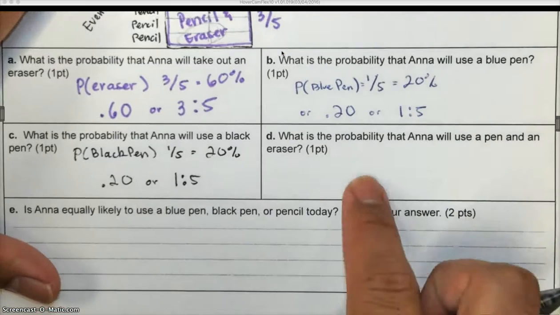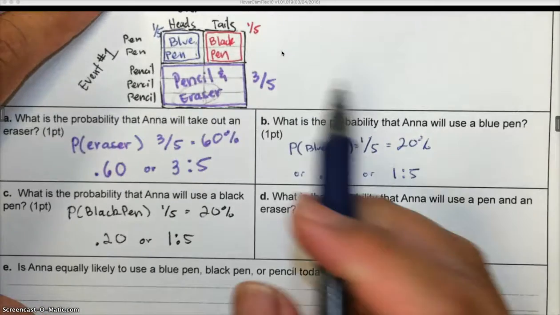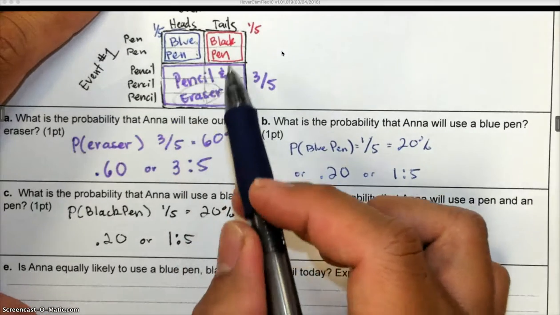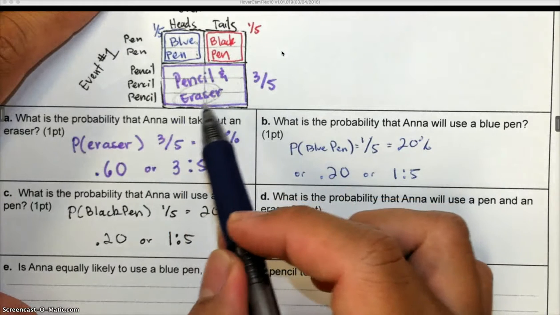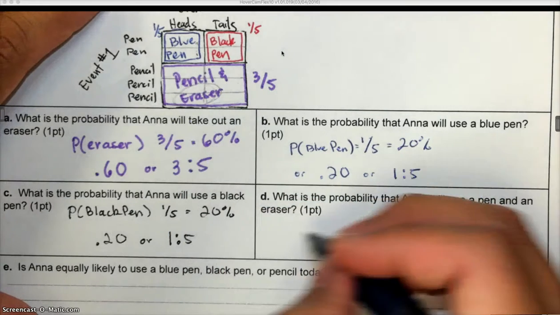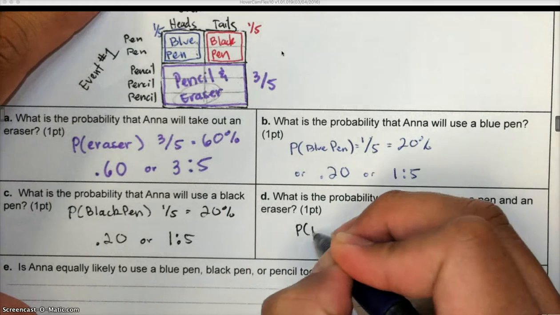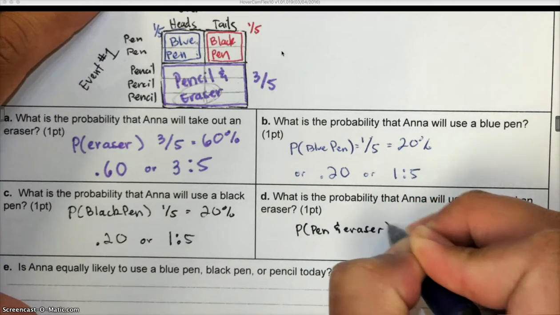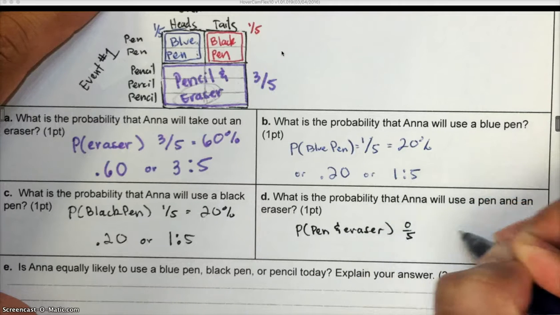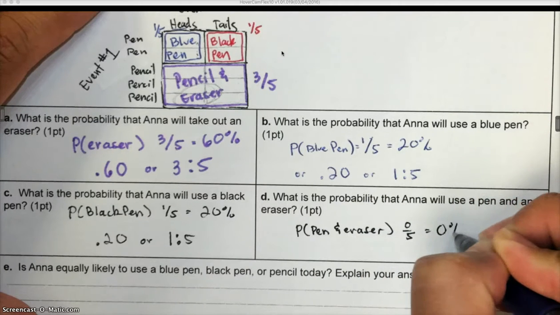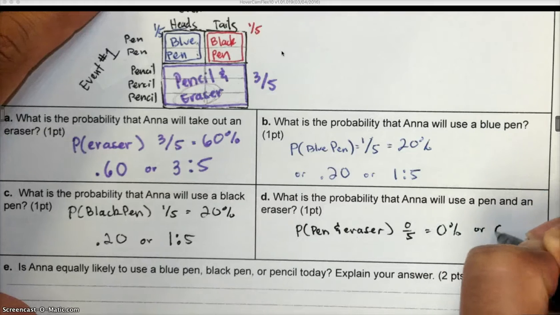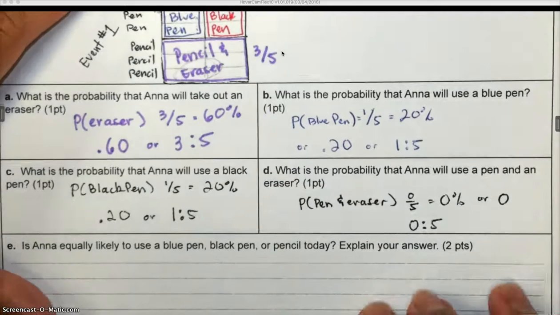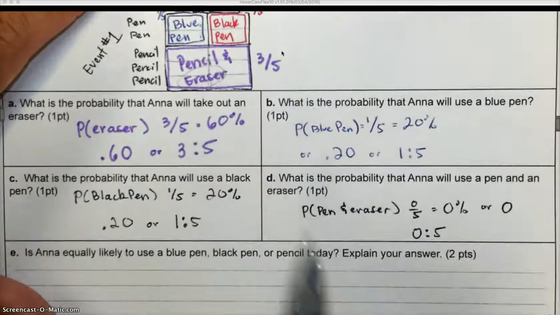Now, what is the probability that Anna will use a pen and an eraser? Well, here I have black pen, blue pen. Here I have pencil and eraser. No times do pens overlap with erasers, so they don't overlap at all. So the probability of pen and eraser is 0 out of 5, or you can say 0%, or you can just say 0 or 0 to 5. Either one is okay because they don't overlap at all.